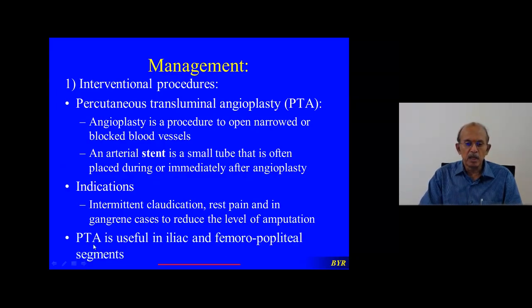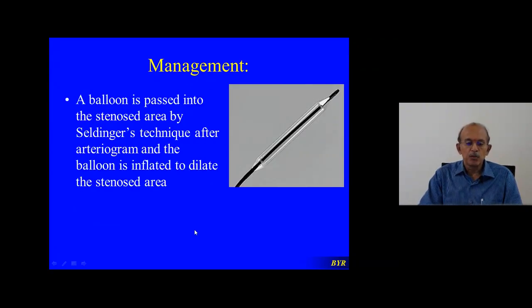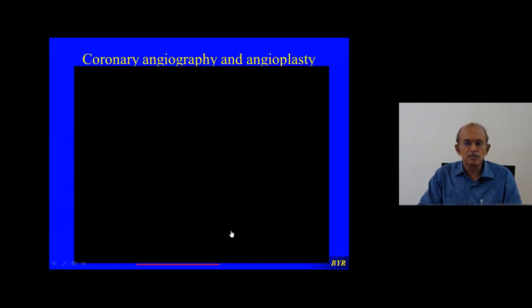Percutaneous transluminal angioplasty is useful in iliac and femoropopliteal segments. How do you do the procedure? A balloon is passed into the stenosed area by Seldinger's technique after arteriogram, and the balloon is inflated to dilate the stenosed area. Stents are placed in the dilated stenosed segment to keep them patent. So this is a stent. You can keep the stent in the place where it has been dilated.